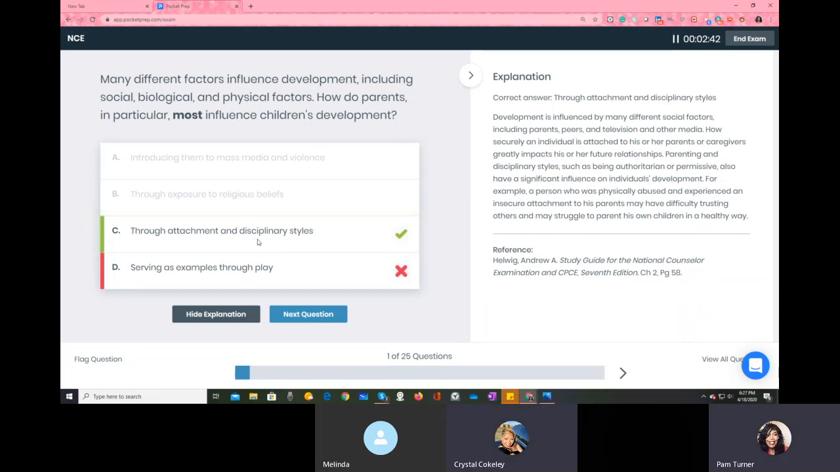Hey, Pam, this is Crystal. Yeah, after I read it again, and as you were explaining it, it's like, okay, authoritarian, authoritative. Yes, you get the bell. After you read it, I was like, oh, wow, okay, authoritarian.